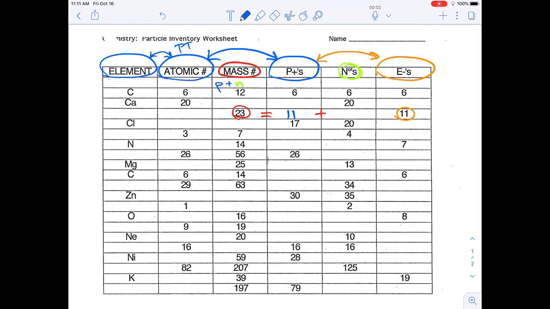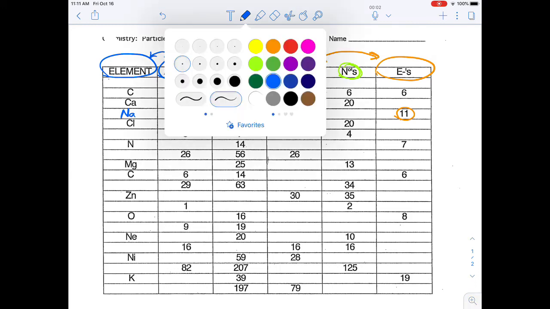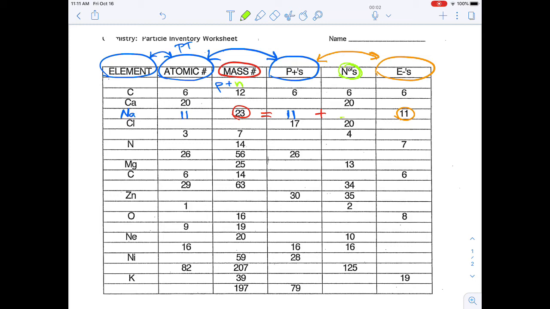So I know protons because I know electrons, 11 and 11. And if I know the protons, that means I know the atomic number. And if I know the atomic number, of course I can look on the periodic table. The periodic table says that the atomic number of 11 corresponds with sodium, Na. And so I'm almost there. I'm almost done. The last thing I have to figure out is neutrons. So 11 plus what equals 23? Well, 11 plus 12. So 11 plus 12, that's going to give me the 23 I'm looking for.